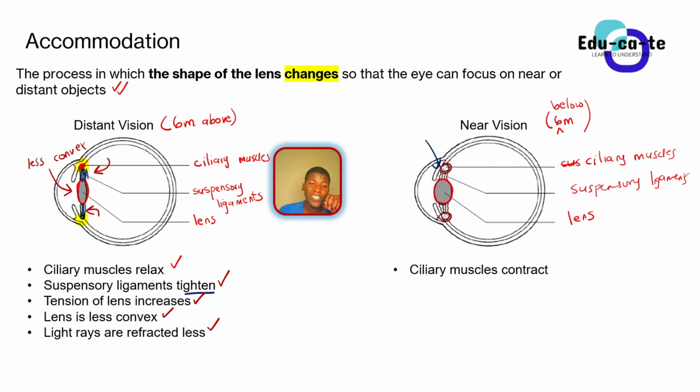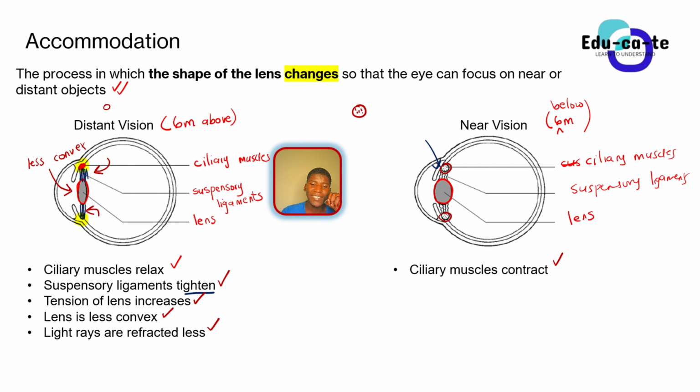They contract. Diagrammatically, when they draw the ciliary muscles, they're going to draw them big and put dots on something like this. But for near vision, they're going to draw them small, right? So try your best to familiarize yourself with this conversion of diagrams here. But basically, the ciliary muscles contract.